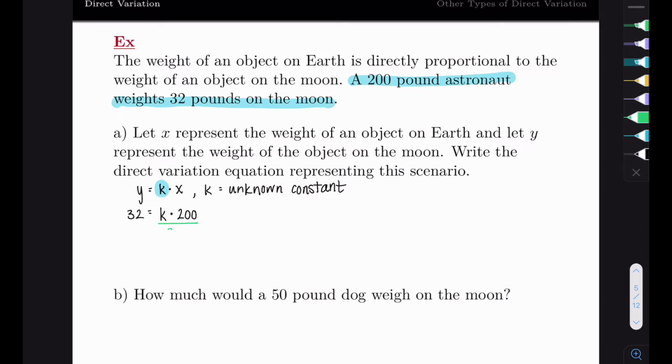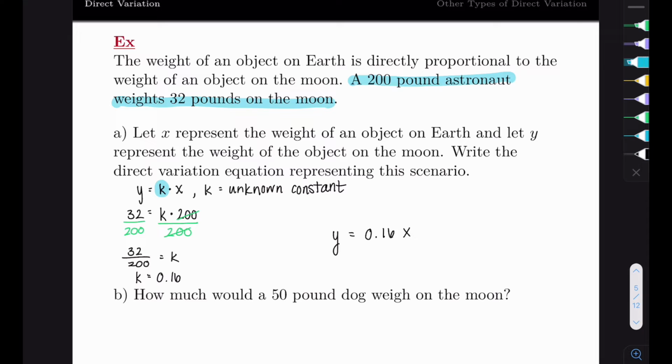I divide both sides by 200 to make those cancel out, and this gives us 32 over 200 as our value of K, and if you plug that into your calculator, that would be 0.16. So what we have in our relationship is our weight on the moon, Y, is equal to 0.16 times our weight on Earth. If you think about this, 0.16 is also the same as 16%. You take your weight, you'll weigh 16% of that on the moon.